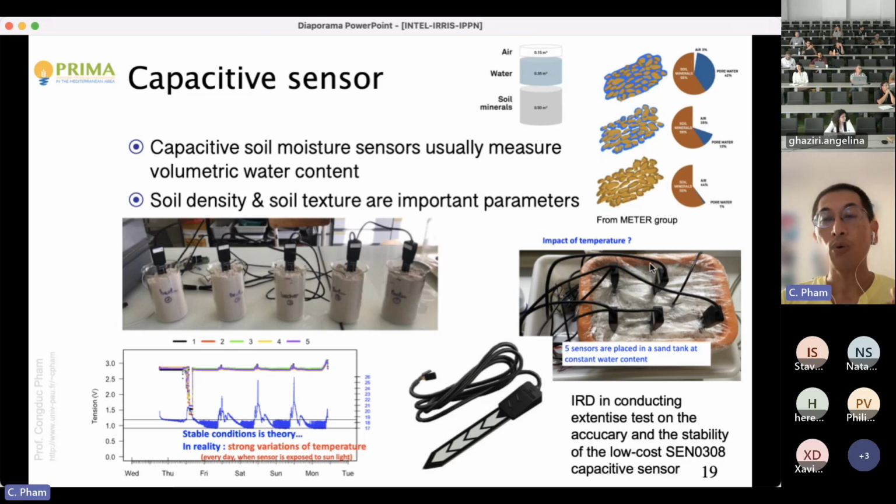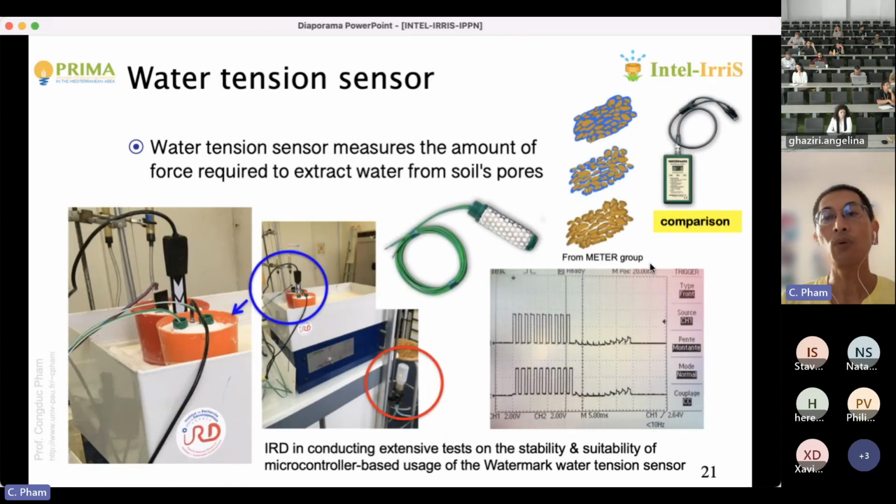So our various partners are conducting extensive calibration tests for the capacitive one, for the tensiometer one. So we compare to, let's say, the system provided by the manufacturer. So we integrated many equations, many corrective and predictive mechanisms.